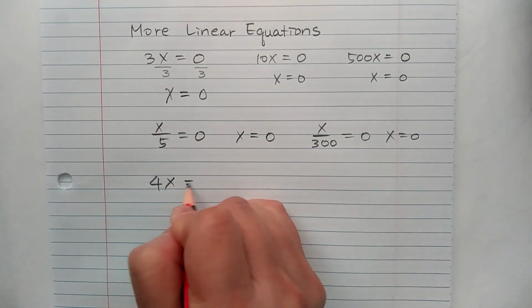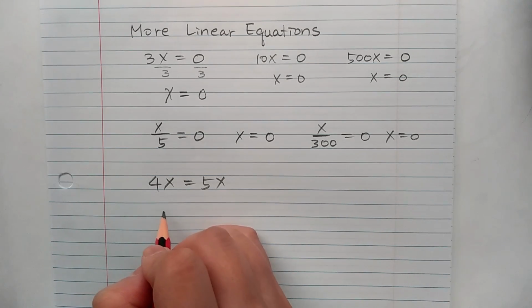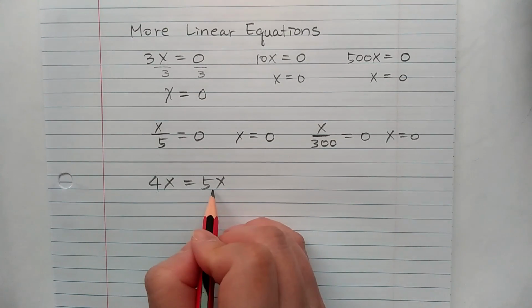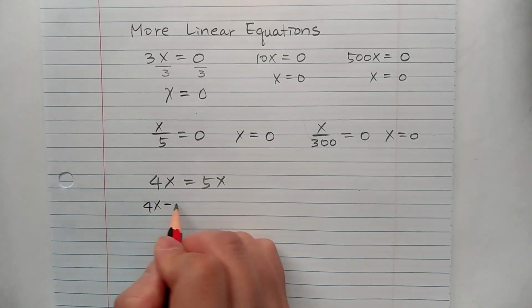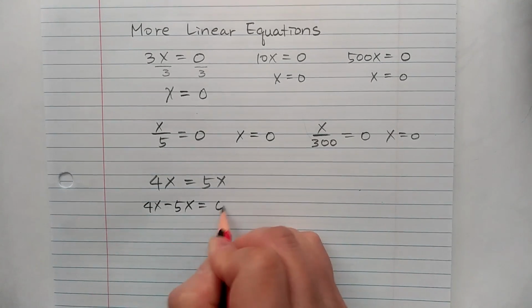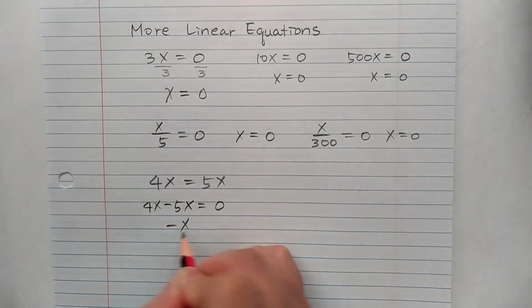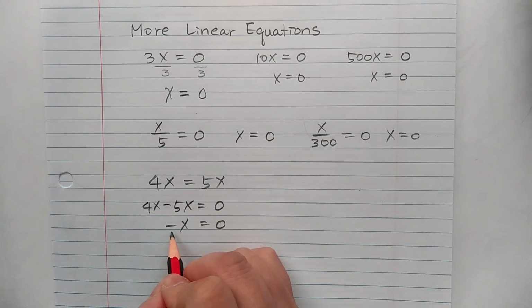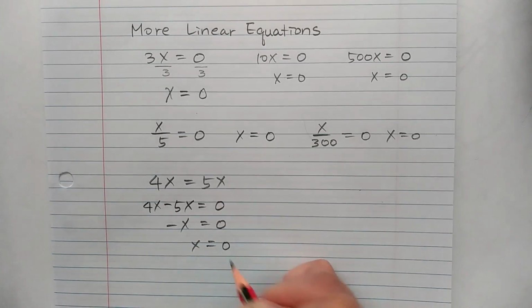4x is equal to 5x. Let's try to solve this. So we want to move everything with x on one side. Let's subtract 5x from each side. So 4x minus 5x, and there's nothing here, so we'll have 0 here. 4x minus 5x is negative 1x is equal to 0. This means negative 1 times x is equal to 0. X should be 0.